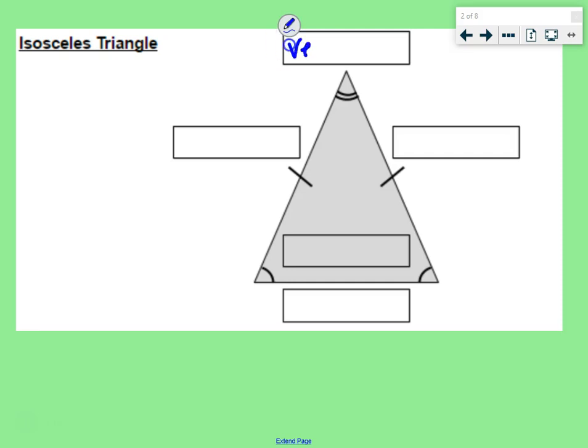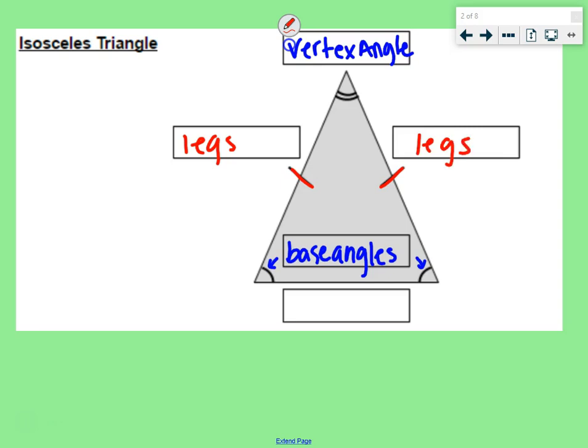So our angles, we have the top angle is called the vertex angle. And then the bottom two angles, which are congruent, are called the base angles. The two sides that are congruent are called the legs. And then the bottom that is between the two base angles is called the base.